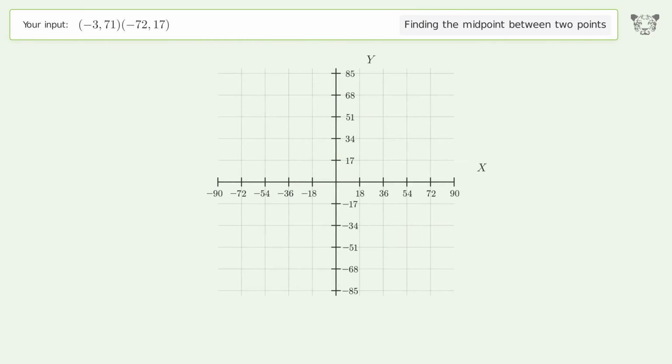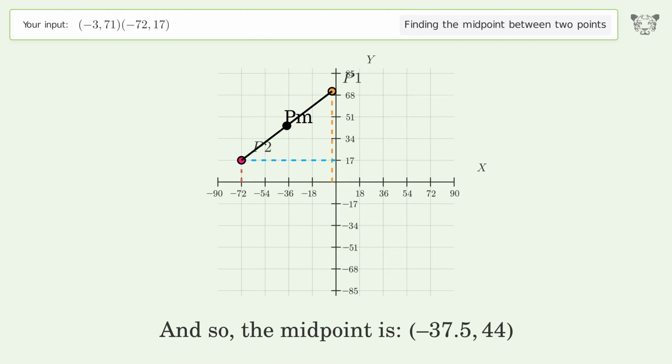And so, the midpoint is negative 37.5, 44.